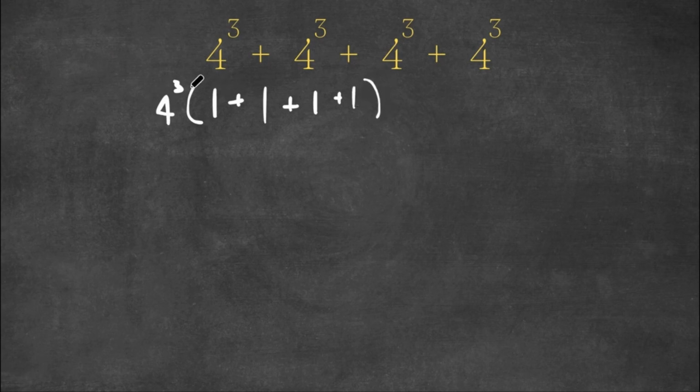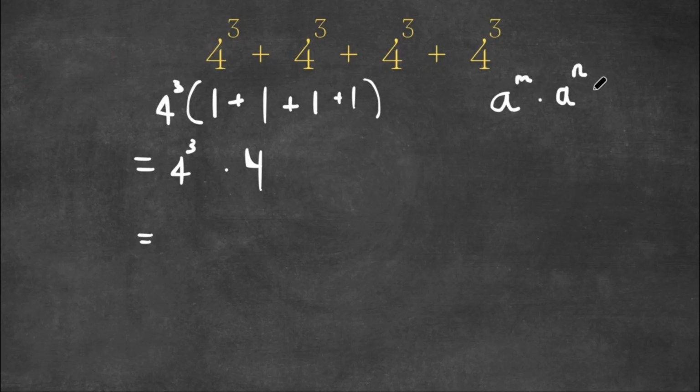So now we have 4 to the power of 3 times 1 plus 1 plus 1 plus 1. Now let's simplify what's in the parentheses. What's 1 plus 1 plus 1 plus 1? 4. So now we have 4 to the power of 3 times 4. And this is equal to, well, whenever we're multiplying exponents, let's say we have a to the power of m times a to the power of n, this is equal to a to the power of m plus n.